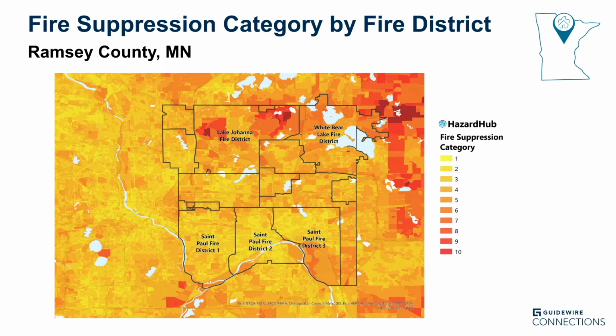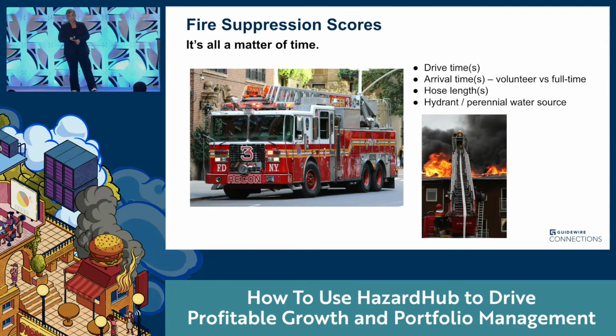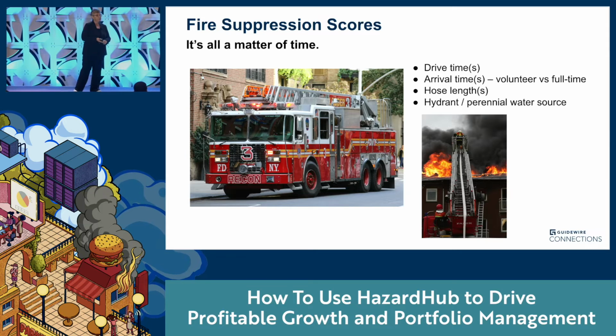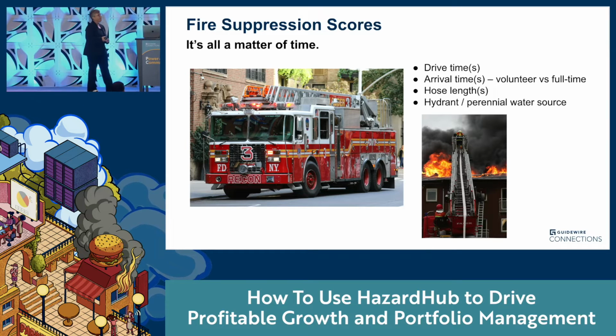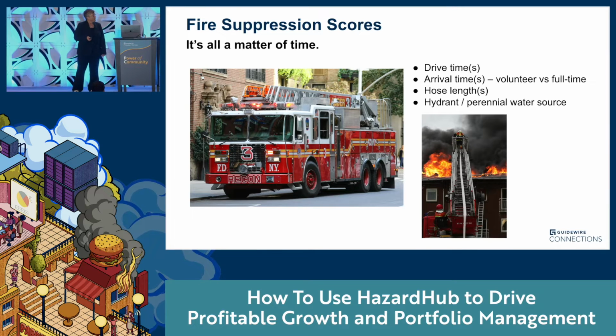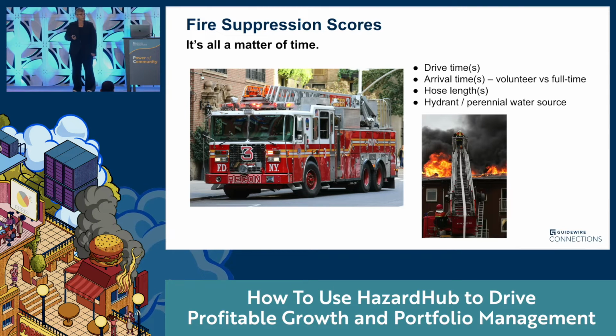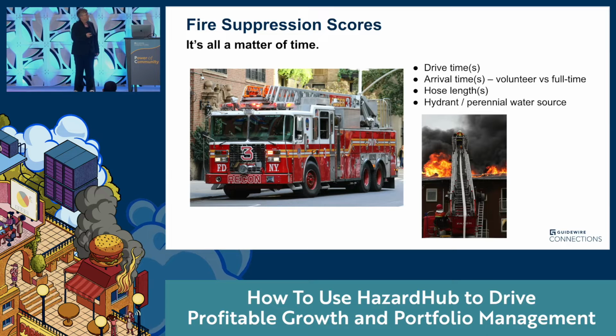Our fire suppression score includes 4 things. Drive time, so we look at the drive time from the nearest station, and we also look at the drive time of the nearest 3 stations to see how many can get there within 6 minutes. We also consider whether or not there are volunteer stations that would be responding. We look at the actual distance to the hydrant, and we consider whether it's 250 feet or 1,500 feet. Those all contribute to the score, and then whether or not there's perennial water.